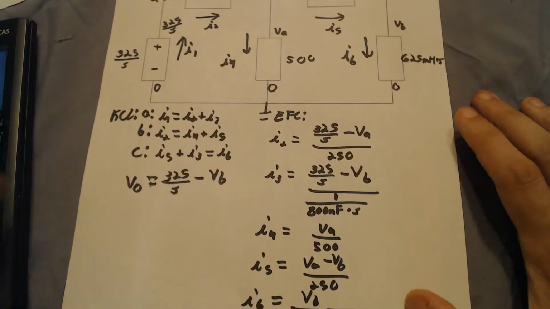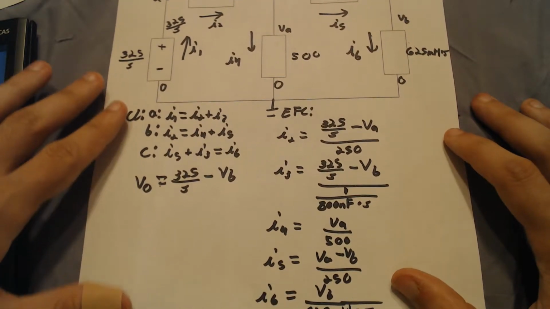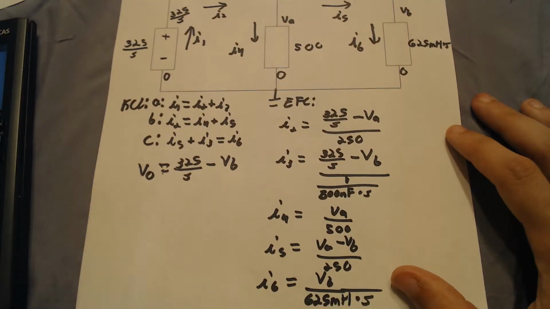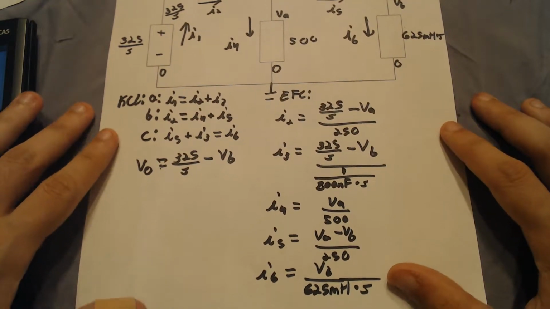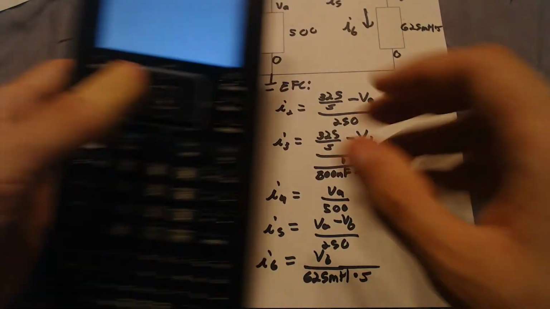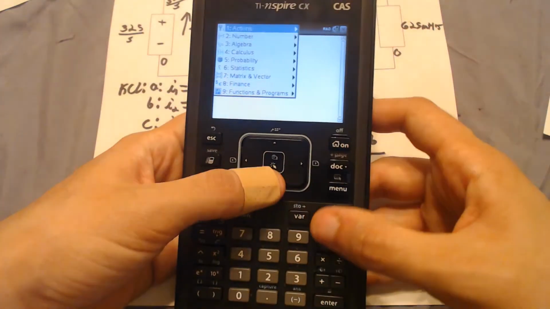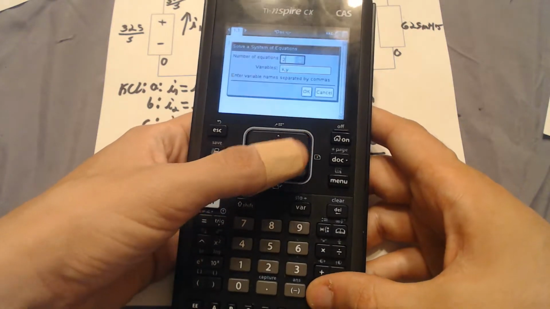But remember, we're in S domain, so all of our answers must be in terms of S. So it's no big deal that we have one less equation than we have variables. It's fine because we want all of our variables to be in terms of s. The way we would represent this in our calculator is that we simply go to algebra, solve system of equations as we normally do.